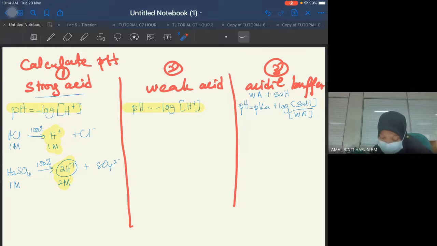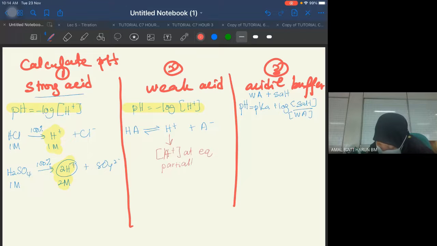Meanwhile, for a weak acid, we cannot directly determine the concentration of H plus, where the H plus of the weak acid involves dissociation. It is partially dissociated. That means we cannot get 100% of the H plus concentration. So the concentration is taken as the concentration of H plus at equilibrium, because it is partially dissociated.